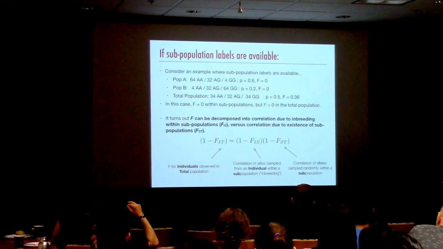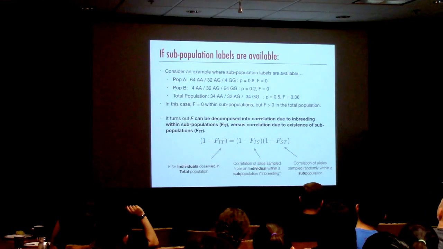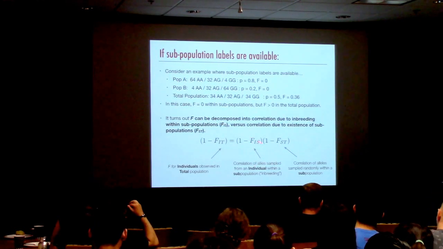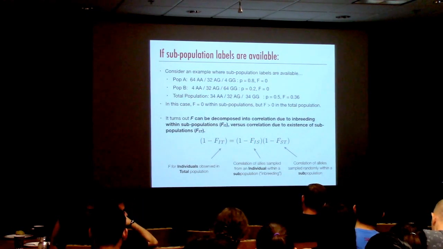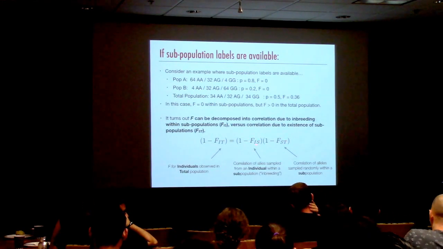In practice, in a lot of, say, human genetic data, FIS is really quite small. I already made the point that F due to population subdivision is kind of small, like 10%, but FIS is going to be really small.